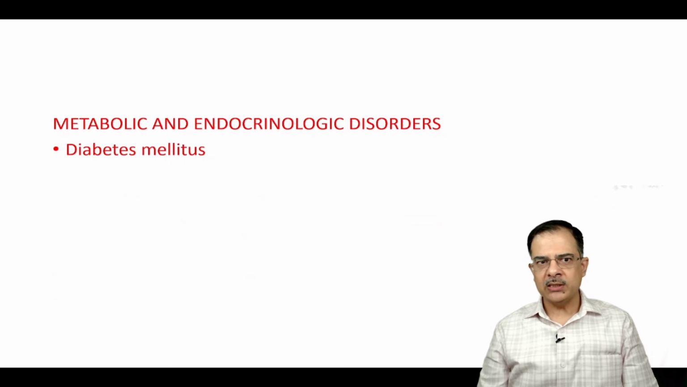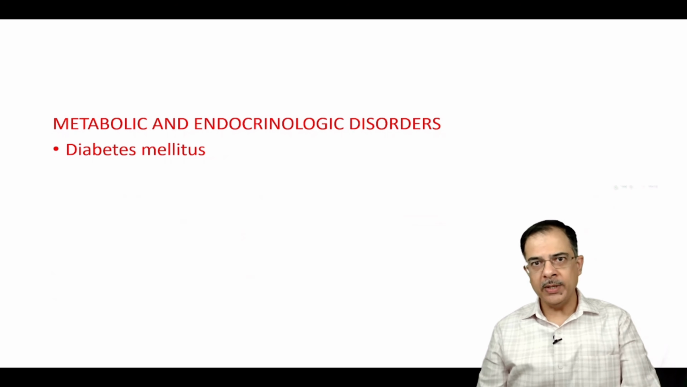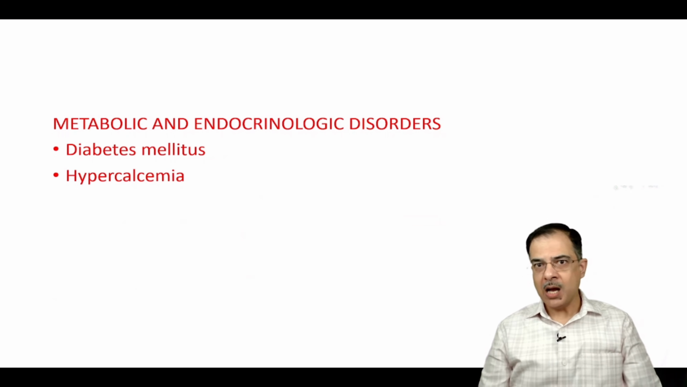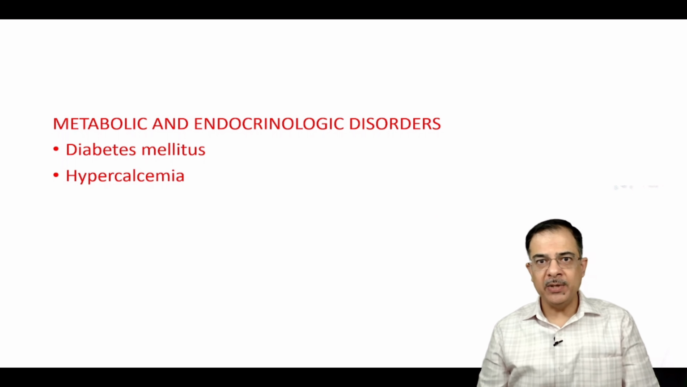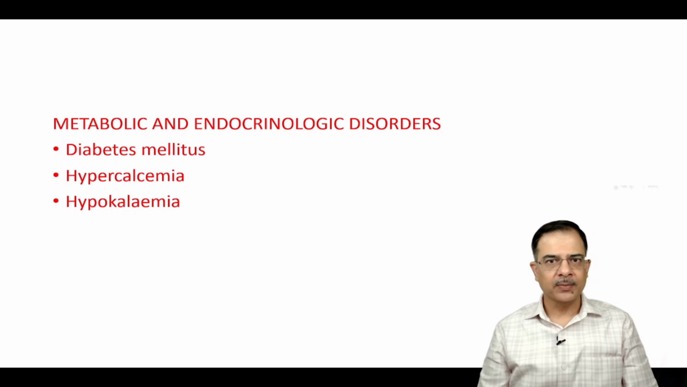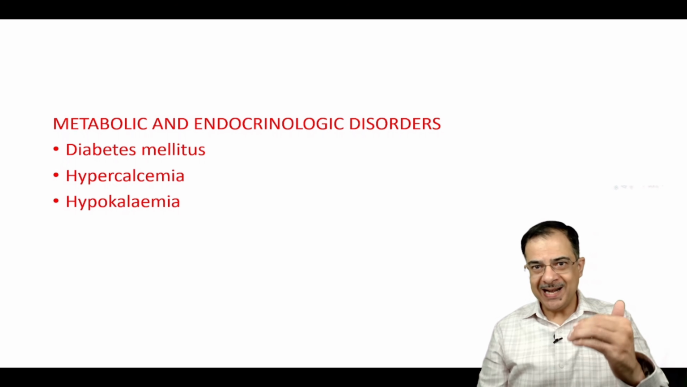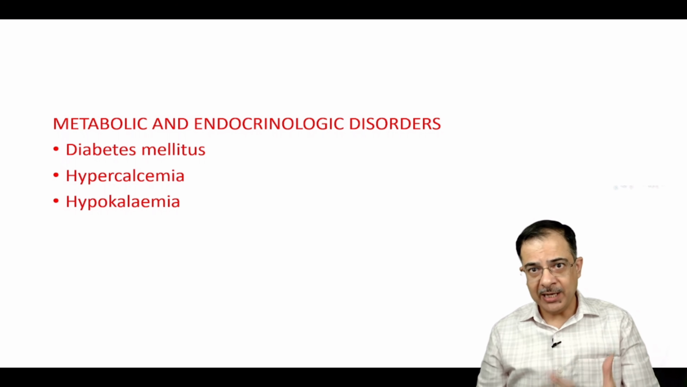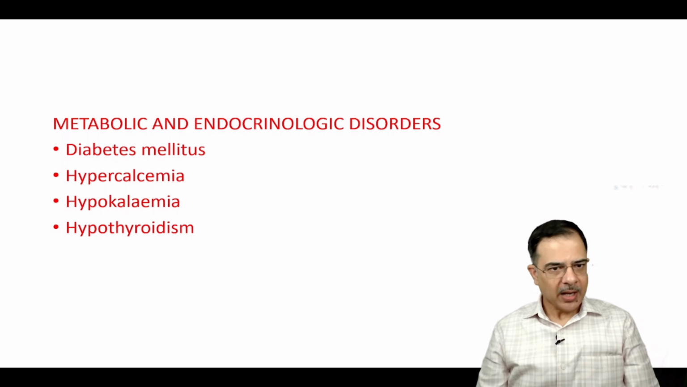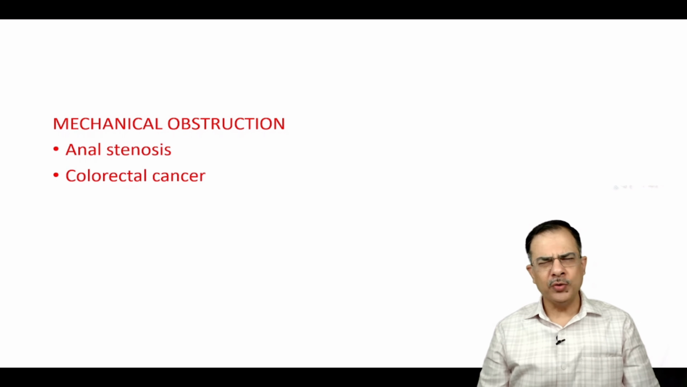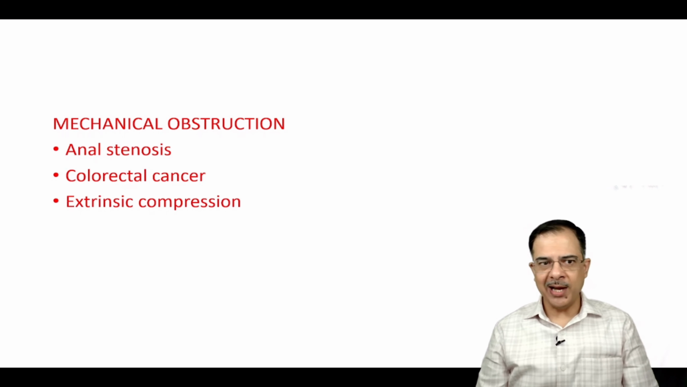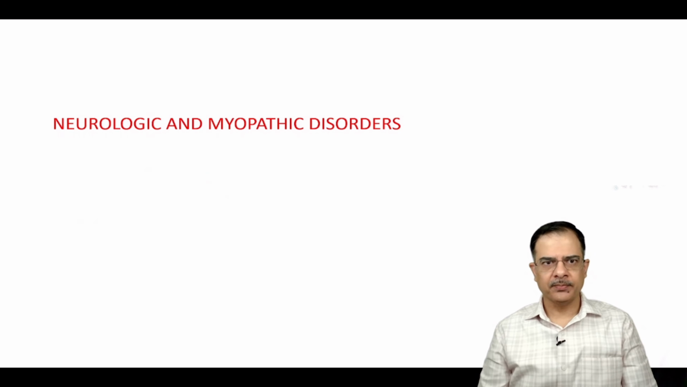Metabolic or endocrine disorders: diabetes mellitus, by causing autonomic neuropathy. Hypercalcemia decreases the excitability of the smooth muscles of the intestine. Hypokalemia decreases the resting membrane potential. It makes it more negative, so the excitability becomes less. Hypothyroidism, pregnancy. Mechanical obstructions include stenosis, very important, colorectal cancer, especially in the elderly, extrinsic compression, rectocele, or some strictures.